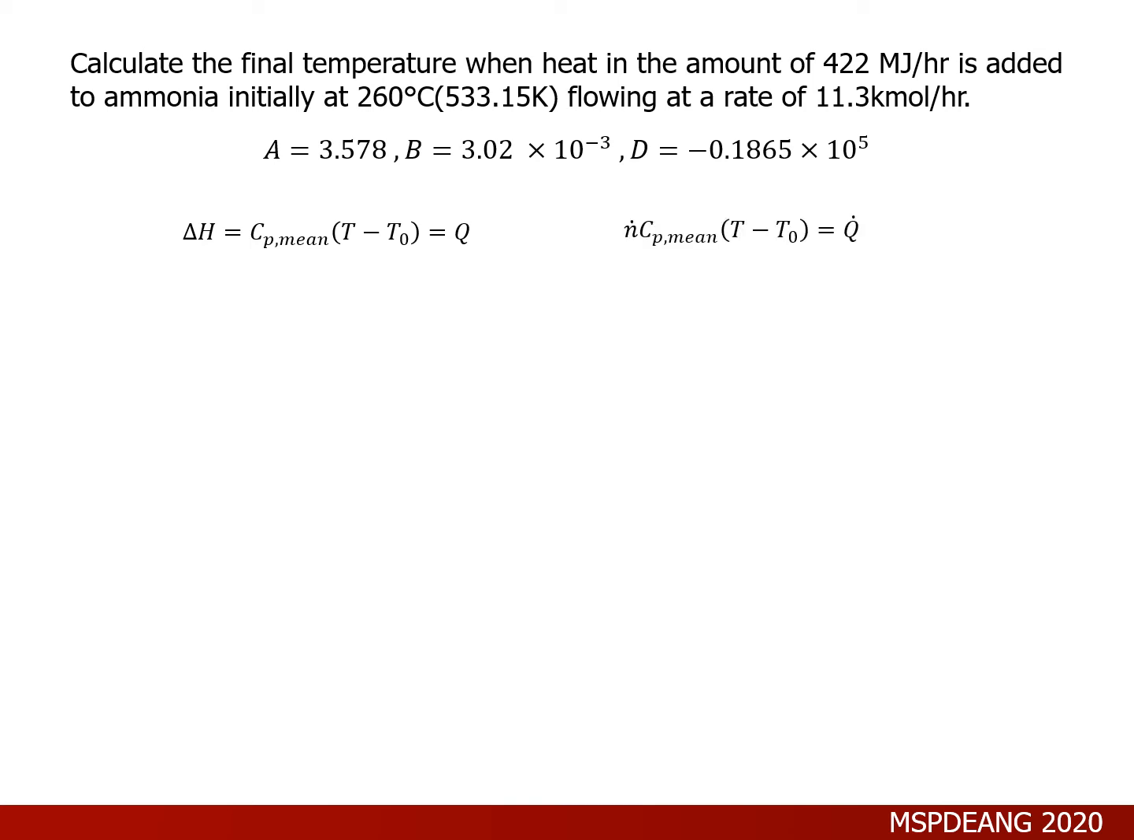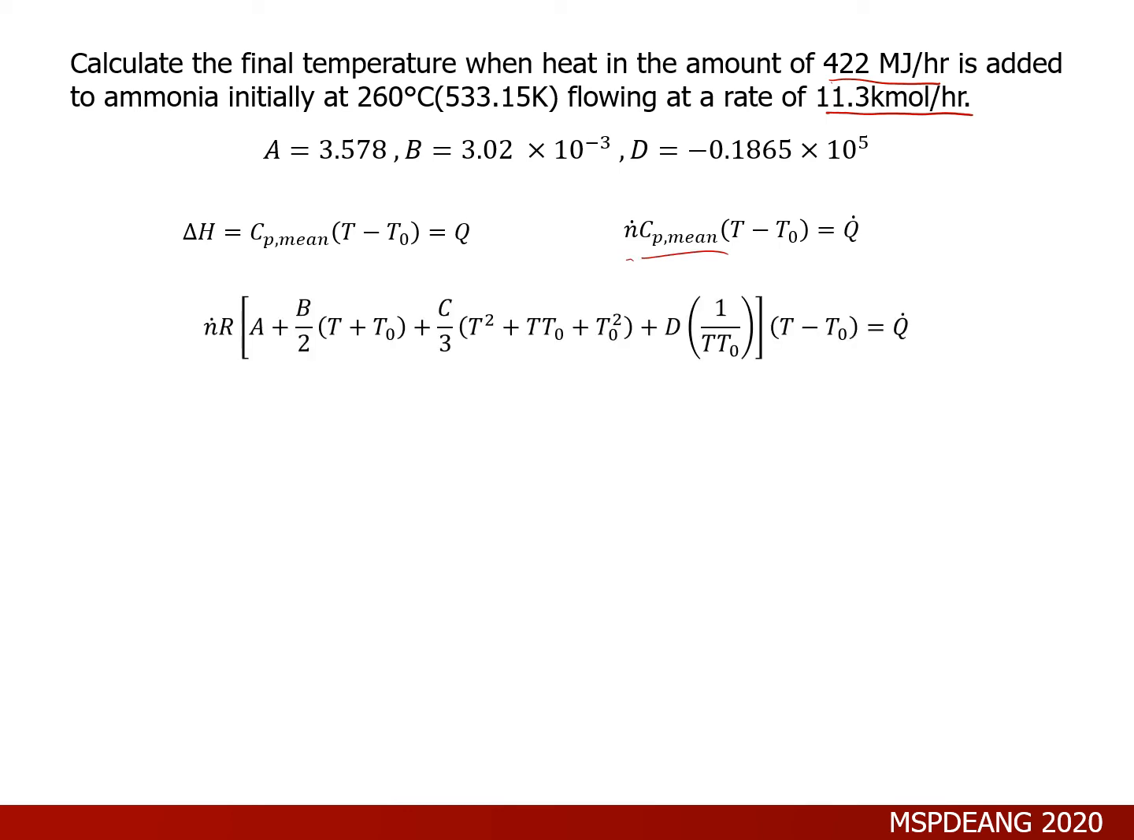Thus, for total heat rate, N dot times Cp mean times (T minus T naught) is equal to Q dot. So we multiply by N dot to get the flow rate. N dot here is 11.3 kilomoles per hour, and Q is 422 megajoules per hour. Now, to start this, let's expand Cp mean.